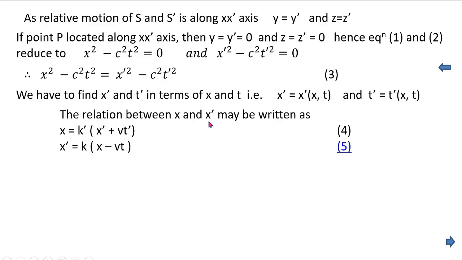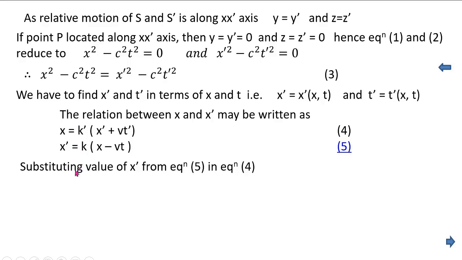Then consider this simple relation, the relation between x dash and x, the position coordinates in the two frames of reference S and S dash. In simplest form they may be written as x is equal to k dash into x dash plus vt dash, and x dash is equal to k into x minus vt. We have to find these constants k dash and k.